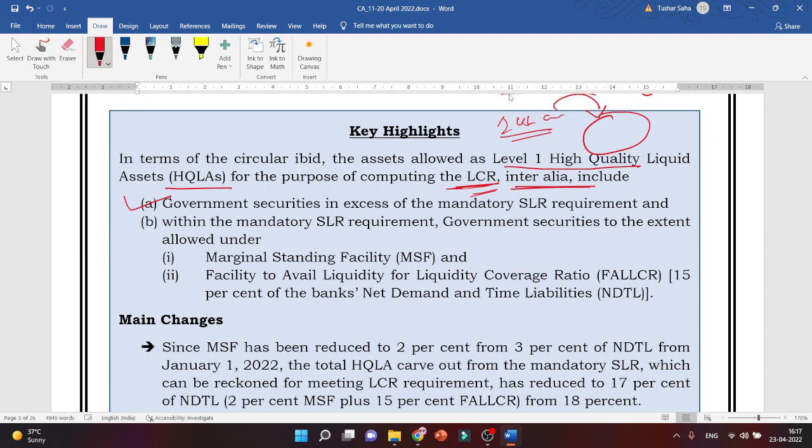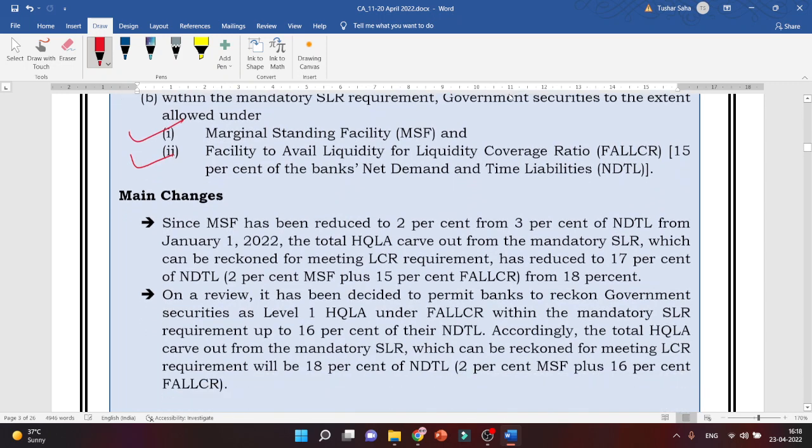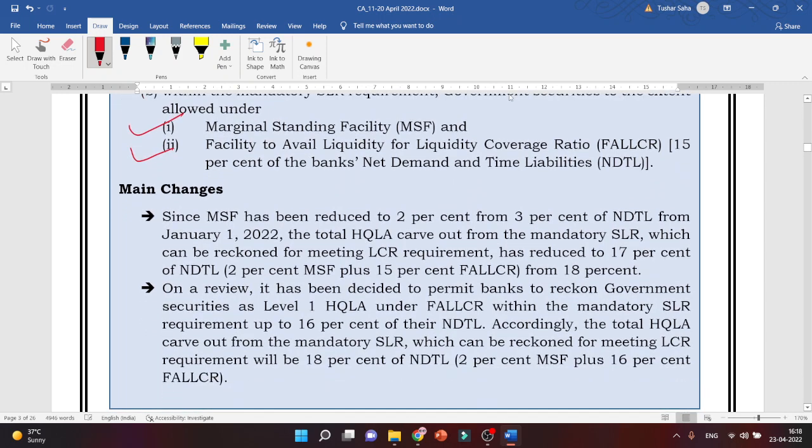But within the ambit of SLR also, there are a few HQLA. What are those? Marginal Standing Facility and Facility to Avail Liquidity for Liquidity Coverage Ratio, 15% of the bank's NDTL, net demand and time liability. So I hope you know what NDTL is, right? Now what are the changes? The changes are that MSF has been reduced to 2% from 3% of NDTL from January 1, 2022. Very important point to note, right? You may get an MCQ.